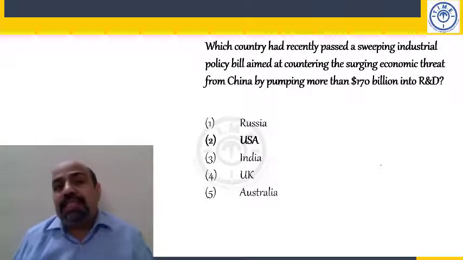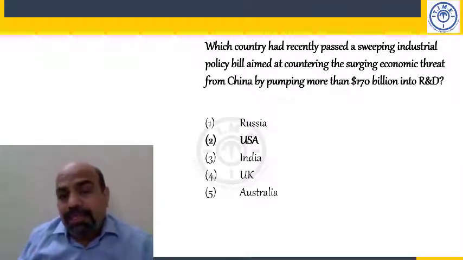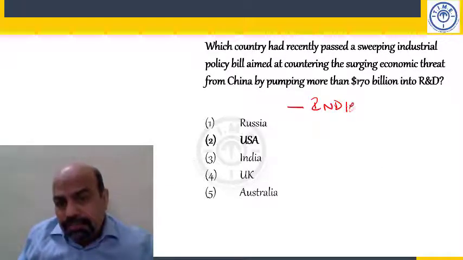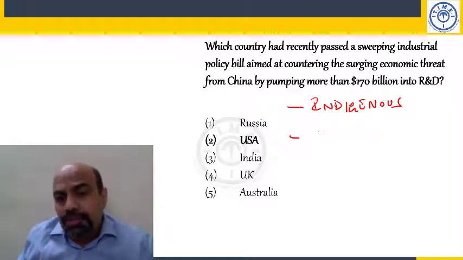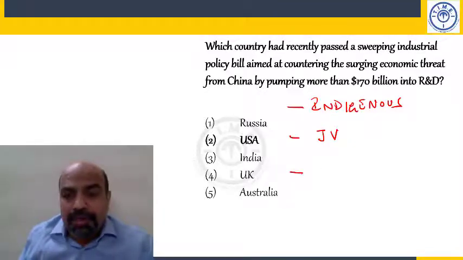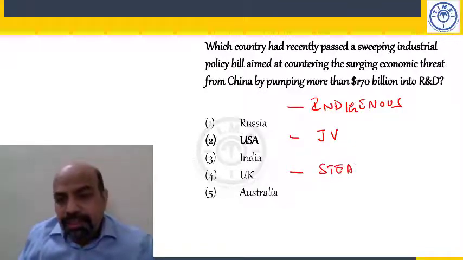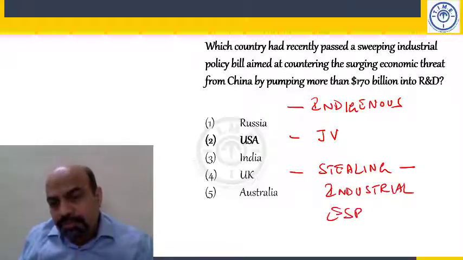There are 3 ways it has expanded its weapons arsenal. One is indigenous, local development, home development. Second, of course, is joint ventures with countries like Russia. And the third is stealing through what is called industrial espionage. Spying.